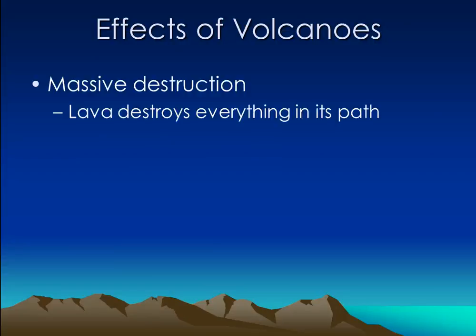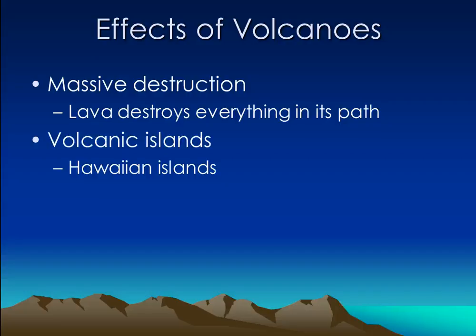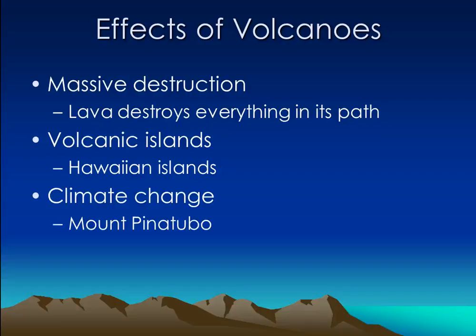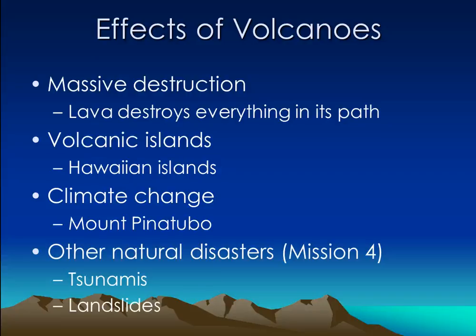What are some effects of volcanoes? Well, there's massive destruction because lava is very hot and destroys everything in its path. Buildings, roads, you name it. If it's an underwater volcano, it can actually create volcanic islands. The Hawaiian Islands in the United States are an example of volcanic islands. It can also cause climate change, and an example of that is actually in your science book, and we'll look at that in class so that we can understand that. They can also cause other natural disasters, which we're going to learn about next mission, like tsunamis and landslides.